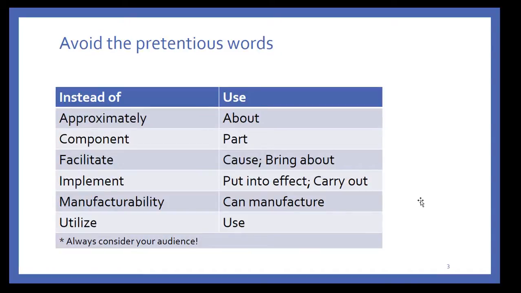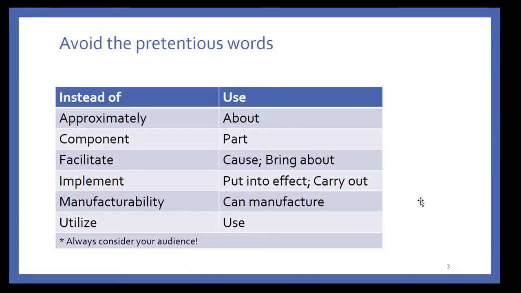Number one, avoid pretentious words. Don't use a word that your audience might not understand because that's a way to make our writing uninteresting. So there are some on the left-hand side here, instead of, and then on the right-hand side, use this. Approximately, easier to understand if you say about. Component, it's a part. Facilitate, one of those $2 or $3 words when we could say cause or bring about.